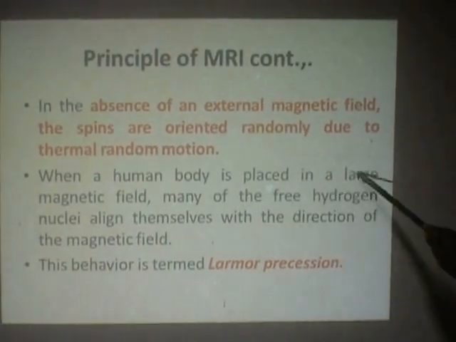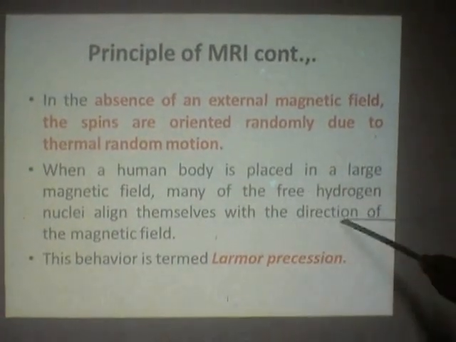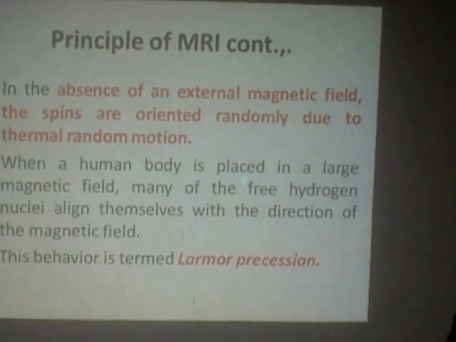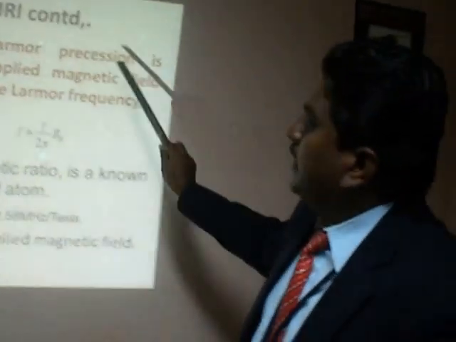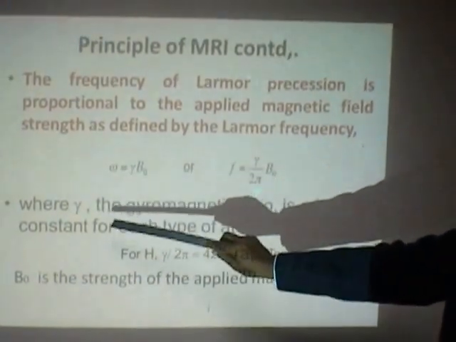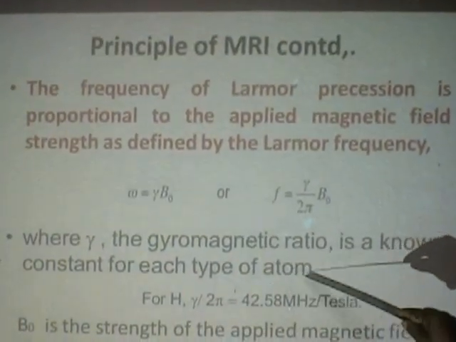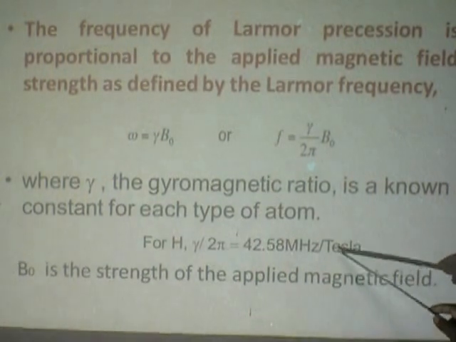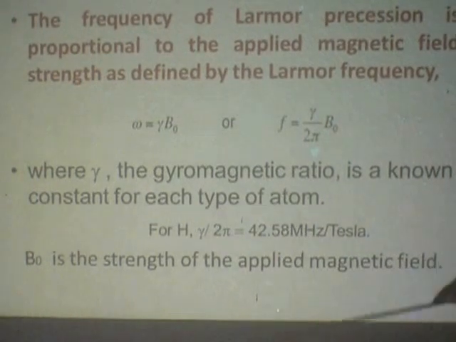When a human body is placed in a large magnetic field, many of the free hydrogen nuclei align themselves with the direction of the magnetic field B0. This behavior is called Larmor precession. The frequency of the Larmor precession is proportional to the applied magnetic field, as defined by the Larmor frequency: omega equals gamma times B0, where gamma is the gyromagnetic ratio, a known constant for each type of atom. For the hydrogen atom, the constant value is 42.58 MHz per Tesla, and B0 is the field strength of the applied magnetic field.